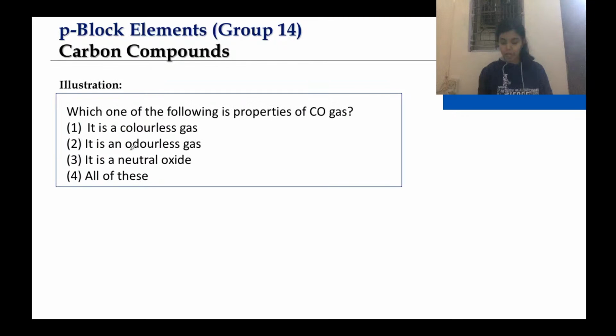Now next question is, which one of the following is a property of carbon monoxide gas? Colorless, odorless, neutral oxide, all of these.